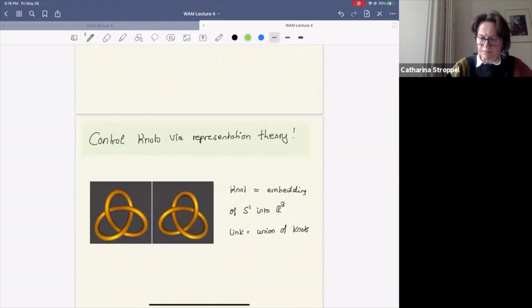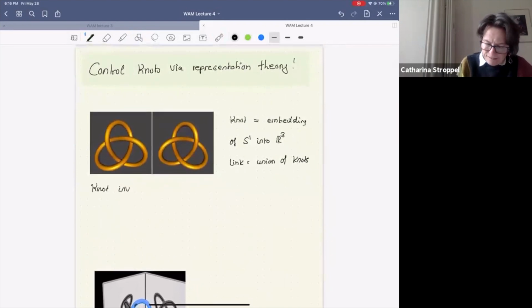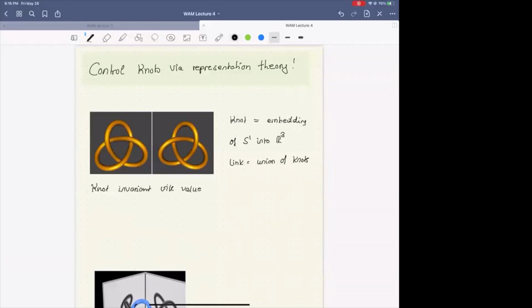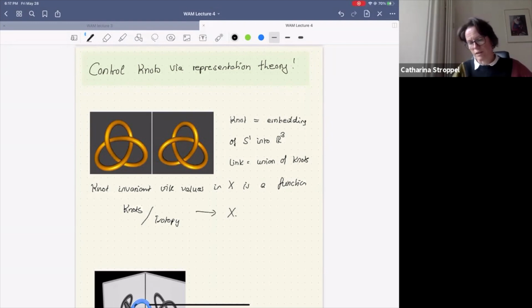And so what we would like to do is find invariants of knots. So a knot invariant with values in X, and X could be whatever you think of. We don't know at the moment what X is. It is a function which takes knots and looks at them up to isotopy or isomorphism if you want. For every knot, we want to have a value in X. And if two knots are isotopic or isomorphic, I want to get the same value. So we are more or less doing the same thing as we did in the first lecture. We want to classify isomorphism classes of knots.